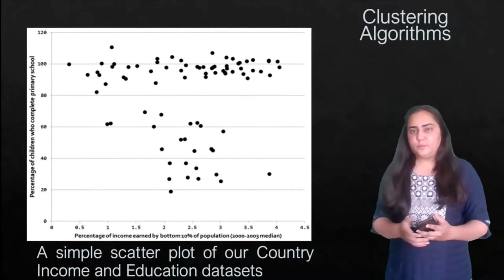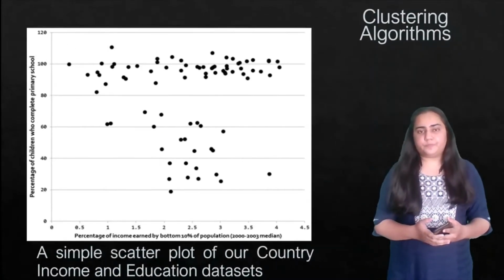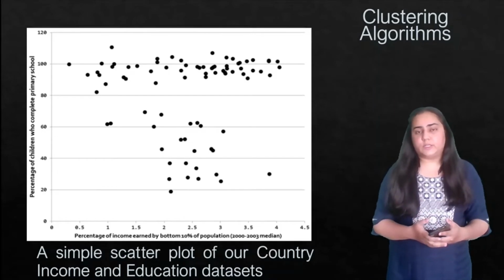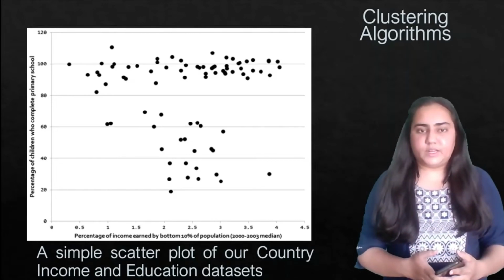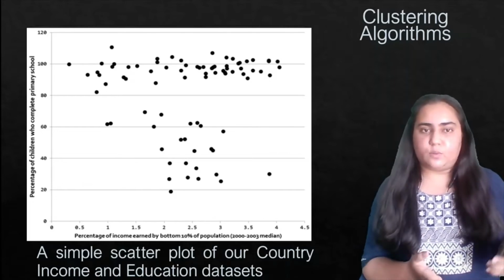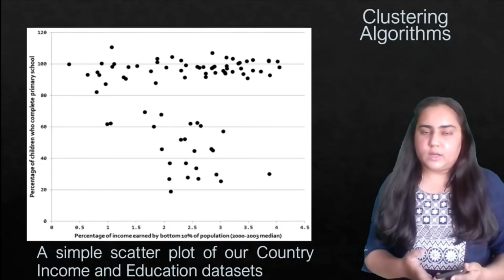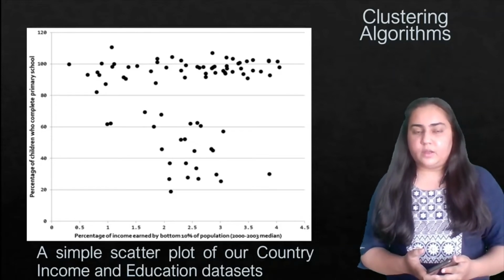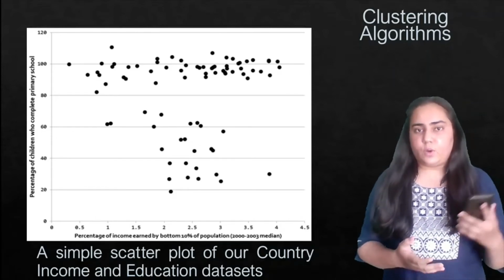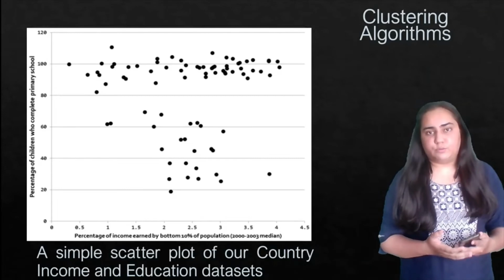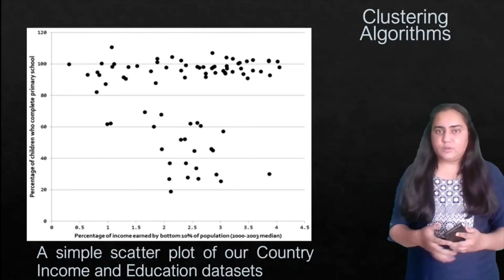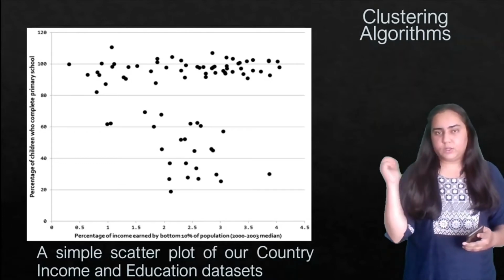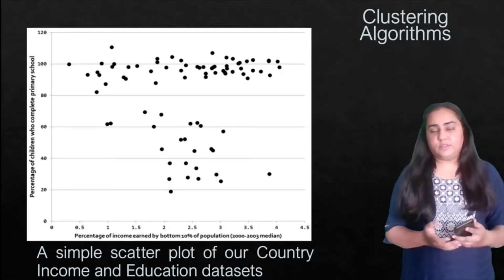Now here is a scatter plot created out of the country income and education data set by the World Bank that I talked about earlier. You can see that in this plot, there is clearly an x-axis and a y-axis given. The x-axis contains the people's income, and the y-axis contains the percentage of children who finished primary education. So for every country there is a data point, or a dot, available in this scatter plot.